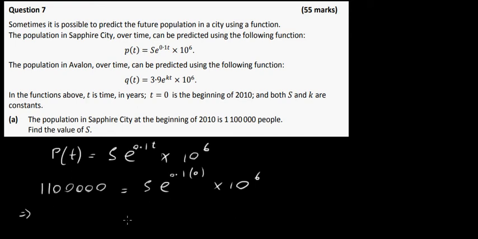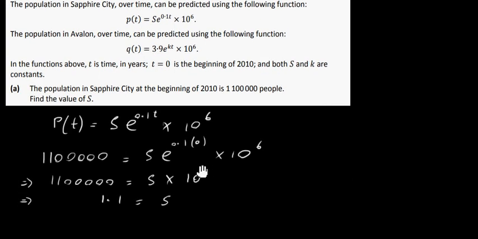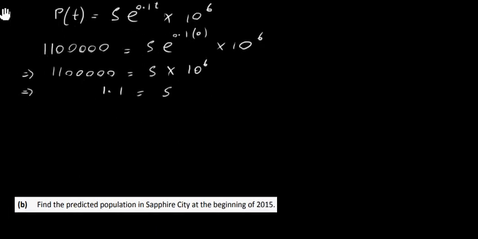So that will give us 1,100,000 is equal to s e to the power of 0. This just becomes 0 here. Anything to the power of 0 is 1, so it's just s by 10 to the power of 6. So that will just give us a value for s: 1,100,000 divided by 10 to the power of 6, and that just gives you 1.1. So now we know that s is 1.1. Okay, so let me just move this up a little bit.